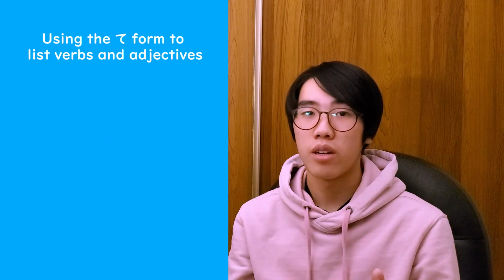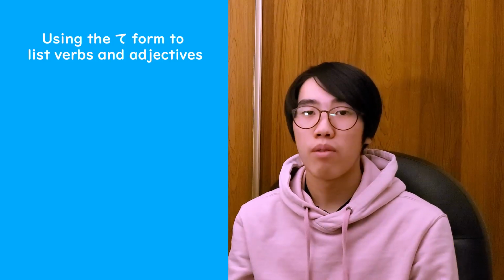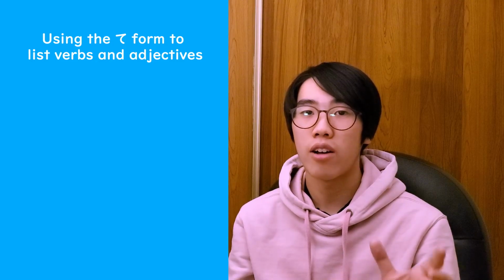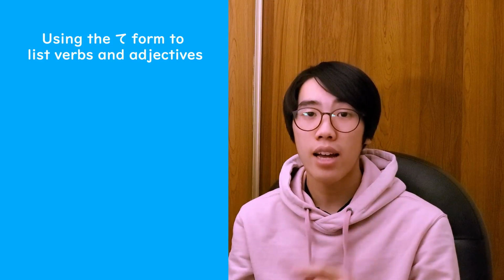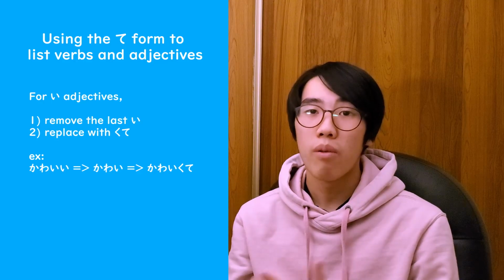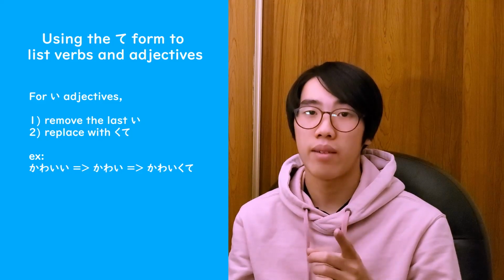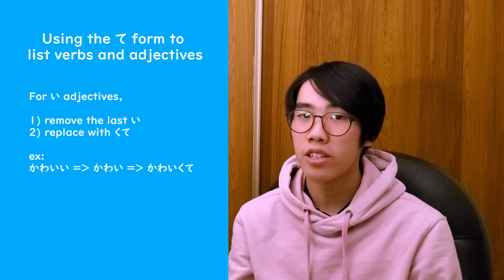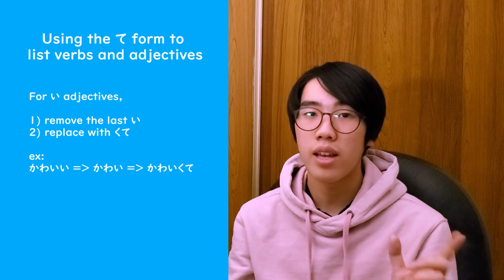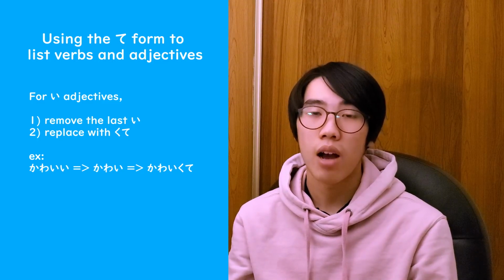You can do something similar with adjectives because you can use the te form to list adjectives as well. Now before we talk about that, let's talk about how to conjugate adjectives into its te form. Remember, there are two different types of adjectives, e-adjectives and na-adjectives. What we have to do with e-adjectives is remove the last e and add kute, kute. So for example, kawaii, that's an e-adjective. So what we have to do with kawaii is drop the last e, kawaii, and then add kute, kawaii kute.